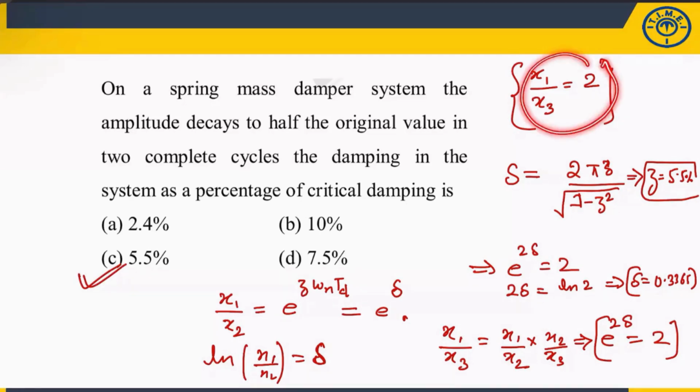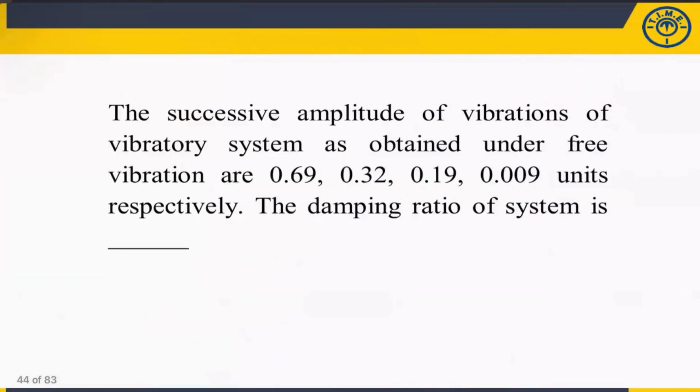So by using the condition x1 by x3, which you got as 2, e to the power of 2 lambda is equal to 2. From here you have calculated the lambda value. Then you can calculate the zeta, which you have to calculate as 5.5%. Okay. So can you solve this problem?